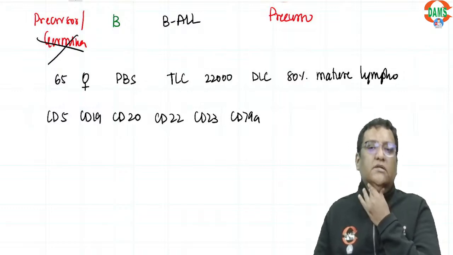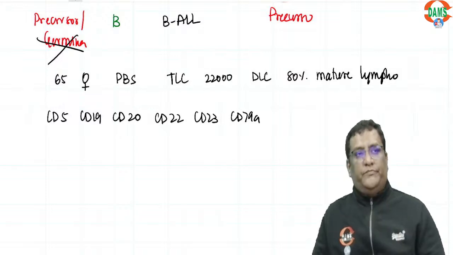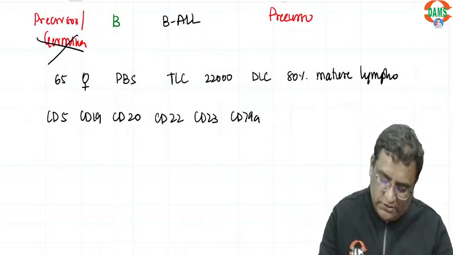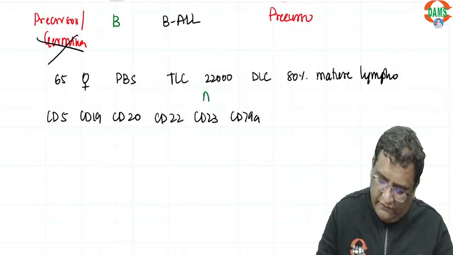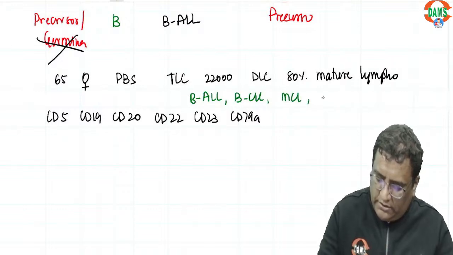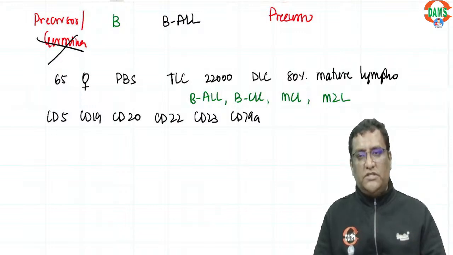What is the answer here? What is your diagnosis? Options I can give: B-ALL, B-CLL, mantle cell lymphoma, marginal zone lymphoma. These are the options here.